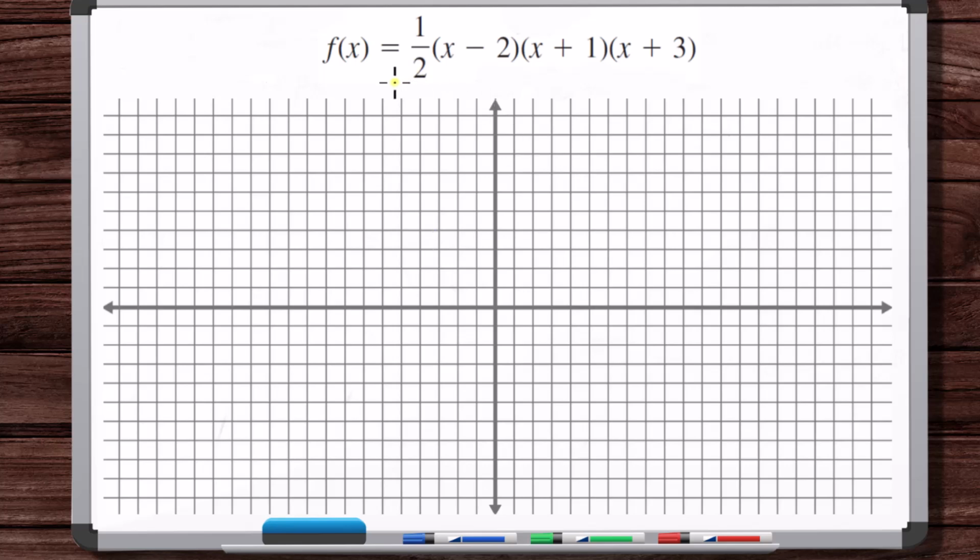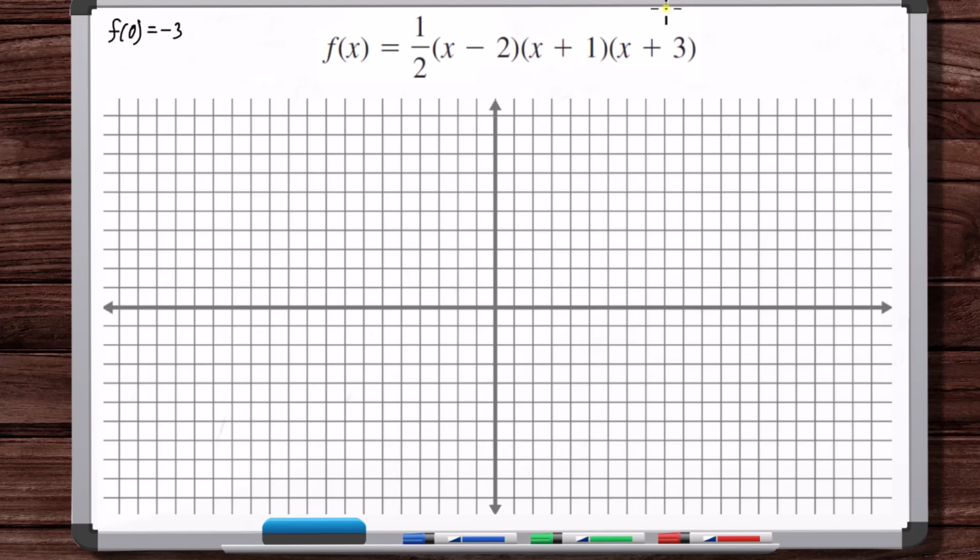Okay, so usually we would start by factoring the polynomial expression, but this one's already factored. And now we can see that there's going to be zeros at 2, -1, and -3. And they all have multiplicity of 1. All right. So let's see, what's the y-intercept going to be? So 1/2 times -2 times 1 times 3. 3 times -2 is -6. -6 divided by 2 is -3. So the y-intercept is -3.